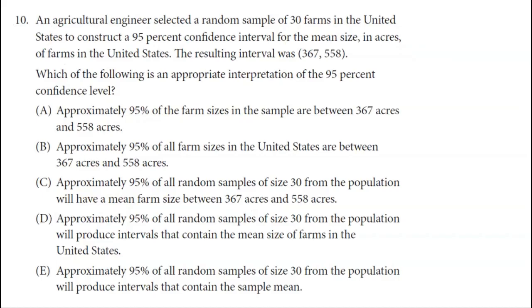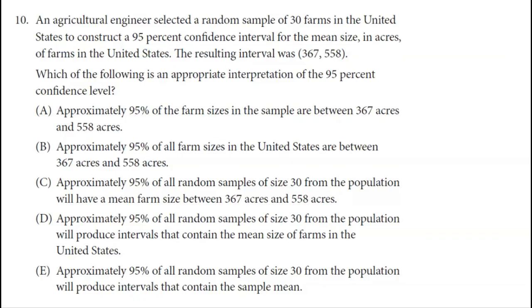All right. An agriculture engineer selected a random sample of 30 farms in the United States to construct a 95% confidence interval for the mean size in acres of farms in the United States. The resulting interval was 367, 558. Which of the following is an appropriate interpretation of the 95% confidence level?